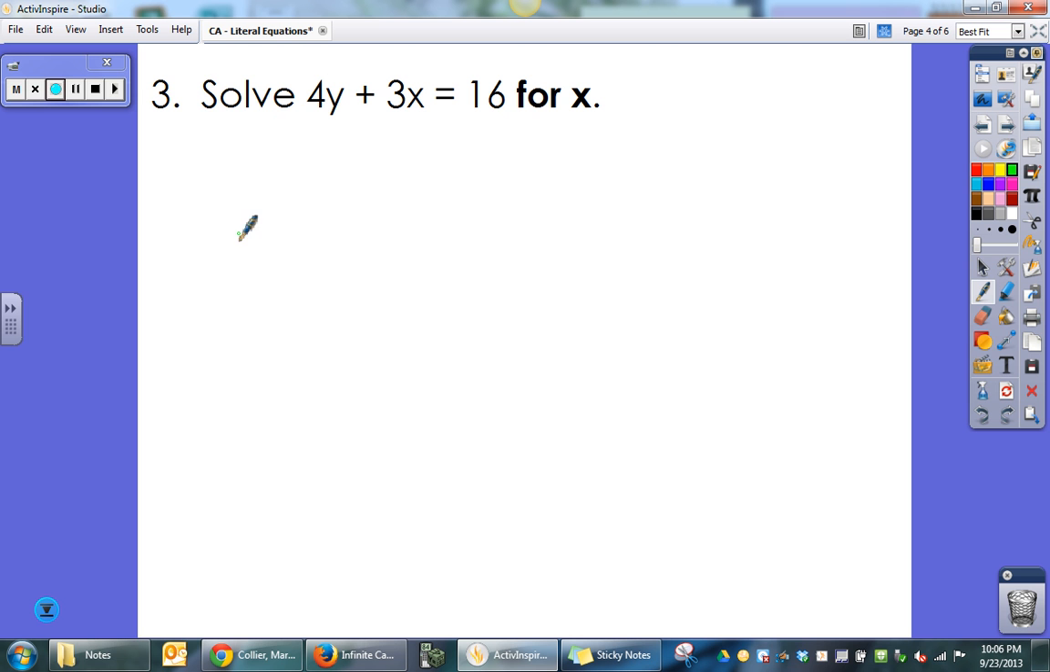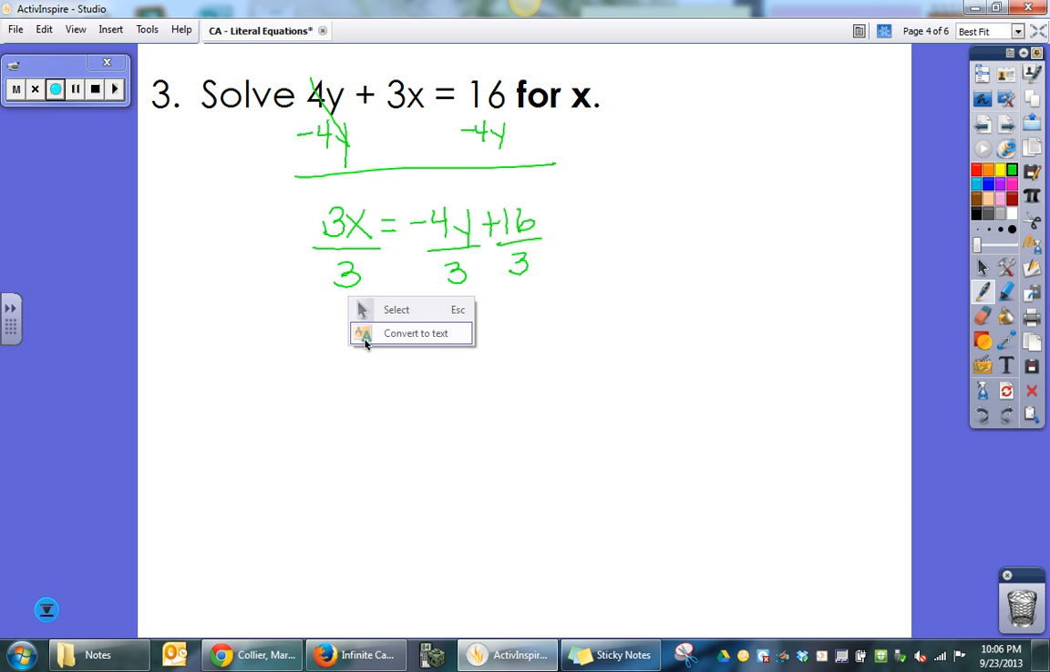Alright, in this case they want us to solve for x, so we're going to get x by itself. So this time I'm going to subtract 4y. And I've got 3x equals negative 4y plus 16, and the order really doesn't matter on these. Divide everything by 3.